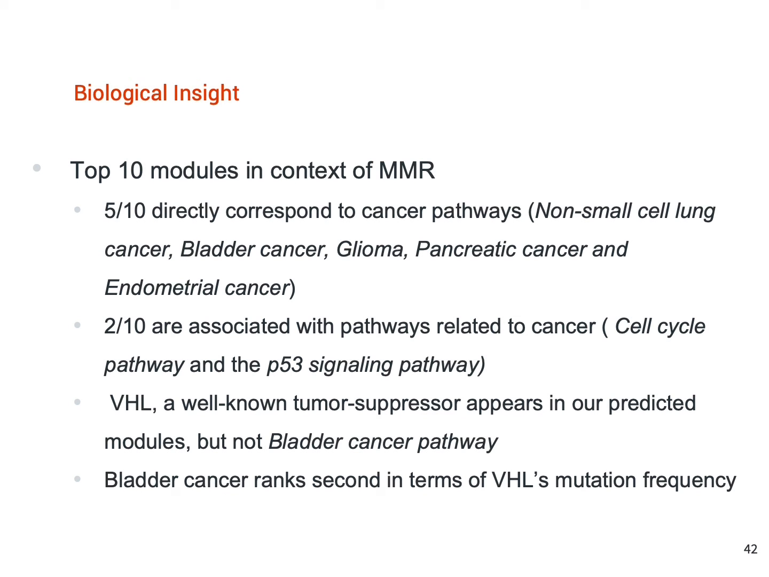Now some biological insights. Looking at the top 10 modules in context of MMR, 5 of these modules directly correspond to cancer pathways, and 2 of them are associated with pathways related to cancer. Another interesting match is observed between our 7th ranking module and the bladder cancer pathway. Our predicted module contains 6 genes, 4 of which appear in the bladder cancer pathway. VHL, a well-known tumor suppressor, is among the 2 genes that appear in our predicted module but not in the bladder cancer pathway. Interestingly, among the cancer types in the pan-cancer cohort, bladder cancer ranks second after renal cell carcinoma in terms of VHL's mutation frequency.